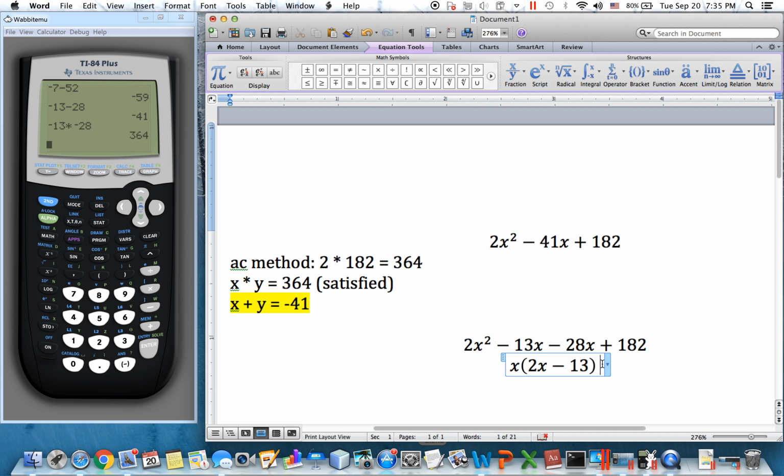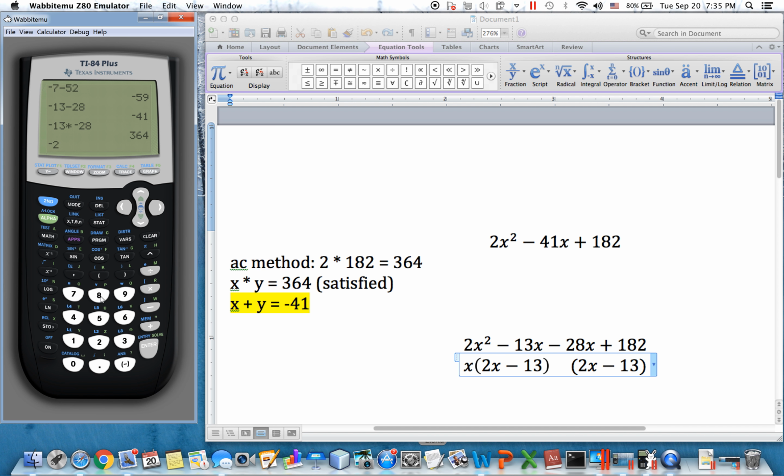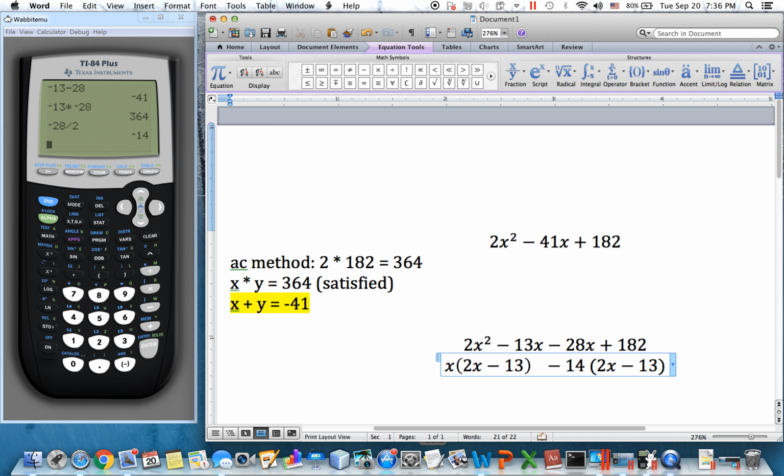2x minus 13, I copy it. Make a little space in here. Now ask yourself, you have to multiply something here, so that when you multiply with 2, you get negative 28. Negative 28 divided by 2. The trick is you only take the number with the sign. So you have negative 28x, you divide by 2, negative 28 divided by 2, and what you get is negative 14. So the number that you have to multiply is negative 14.